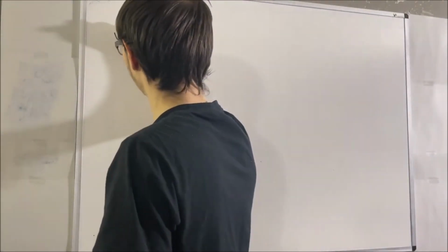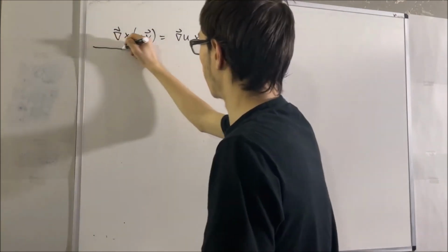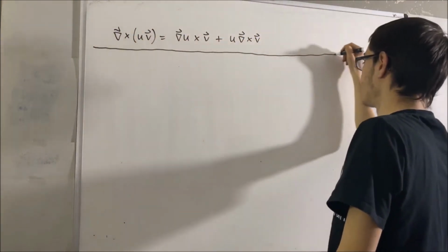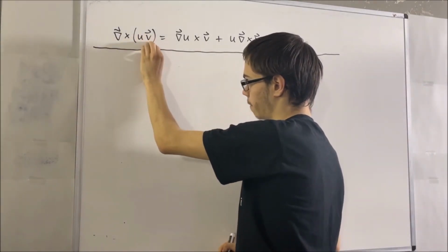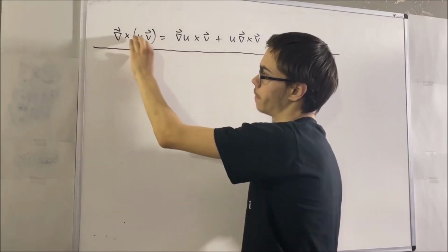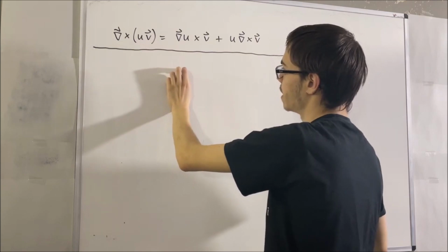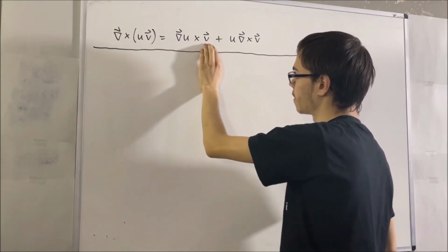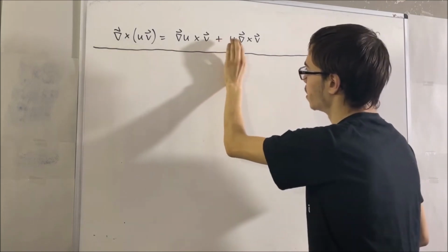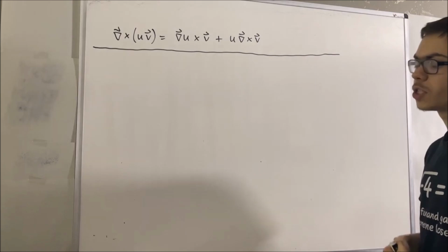All right, so in this video, we are going to prove the following. What this is saying is that we are taking the curl of a scalar field times a vector field. Overall, it's the curl of a vector field. And the result of this, it turns out, is equivalent to the cross product of the gradient of u with vector v plus u times the curl of vector v. And so we can prove this.